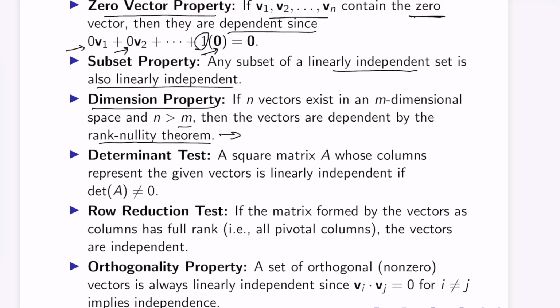Determinant test: a square matrix A whose columns represent the given vectors has linearly independent columns if the determinant is non-zero. Determinant non-zero means A is non-singular. If A is non-singular, then in the RREF every column has a non-zero pivot entry. It means the rank of A is full; A has full rank. So none of the column vectors can be written as a linear combination of the others. This is the determinant test.